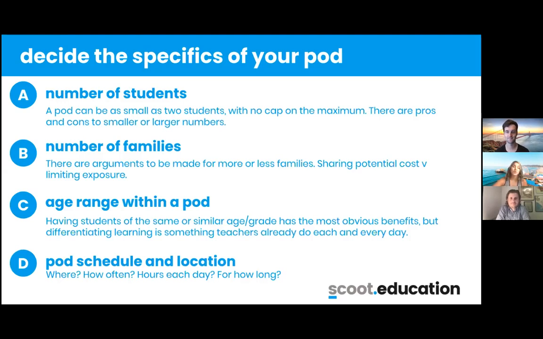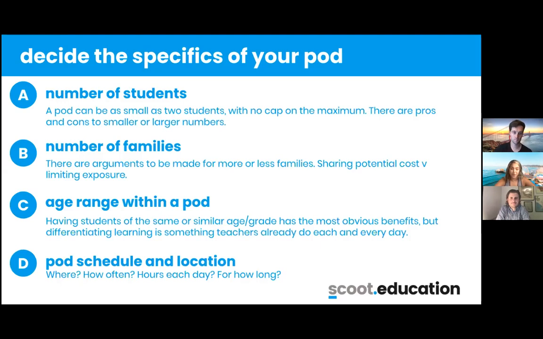The next thing to decide is the specifics of your pod. You want to consider how many students are going to be in your pod and how many families are going to be in there. You also want to think about the age range within your pod. Are you going to have students from the same grade level, or are you going to have different grade levels? When you take into consideration these specifics, you also have to think about that affecting the dynamic of your pod and finding an educator that can handle the different age ranges and abilities.